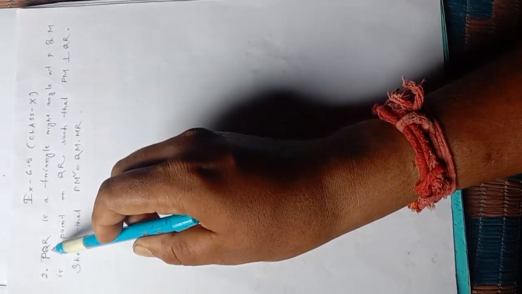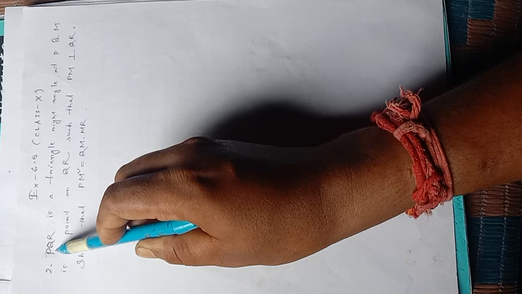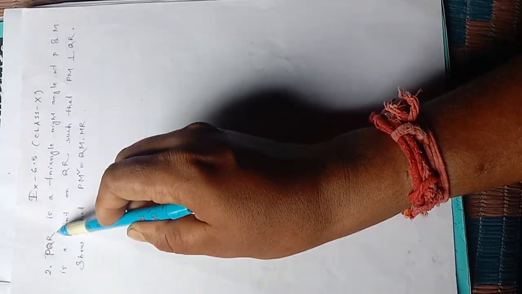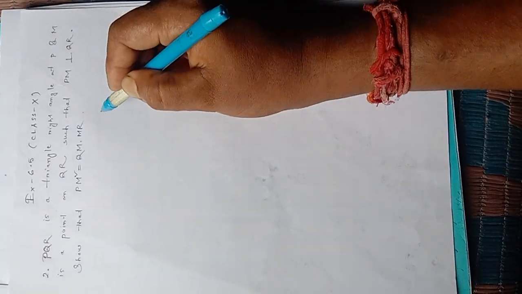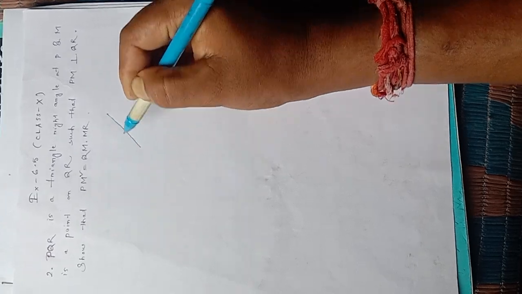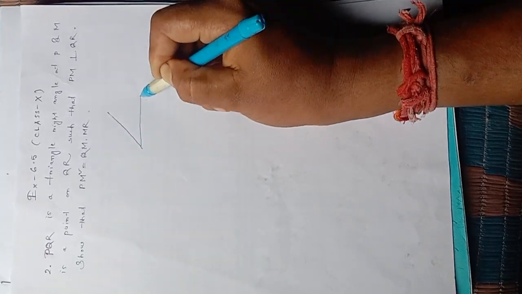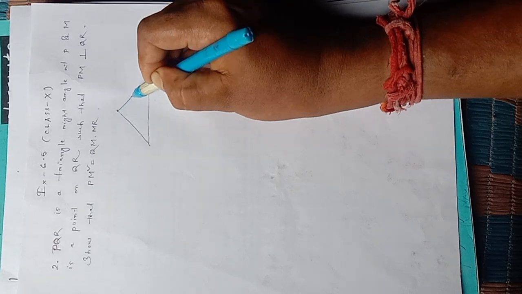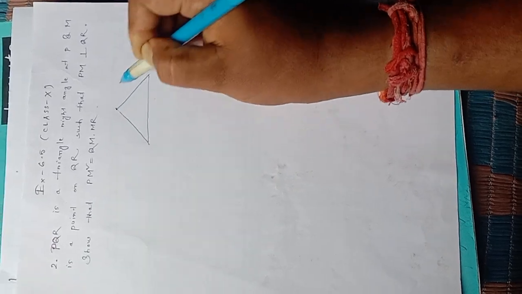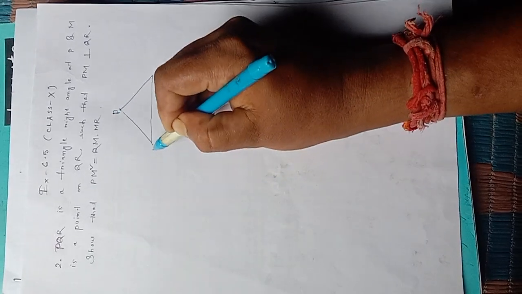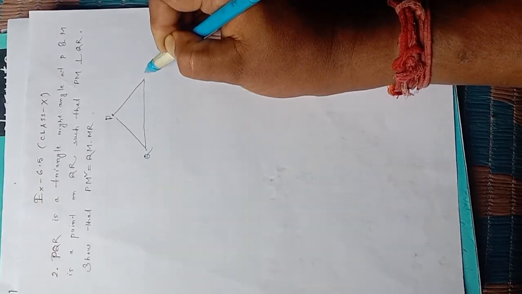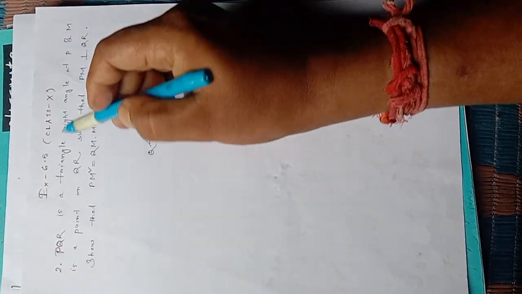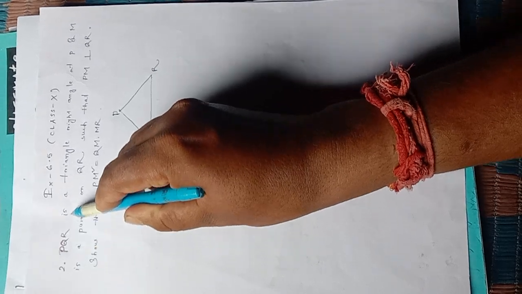Now first you have to do what has been asked in the question. You see PQR is a triangle, so first of all you draw a triangle. Here we will write P, Q and R according to the question. Now up to this much is finished.